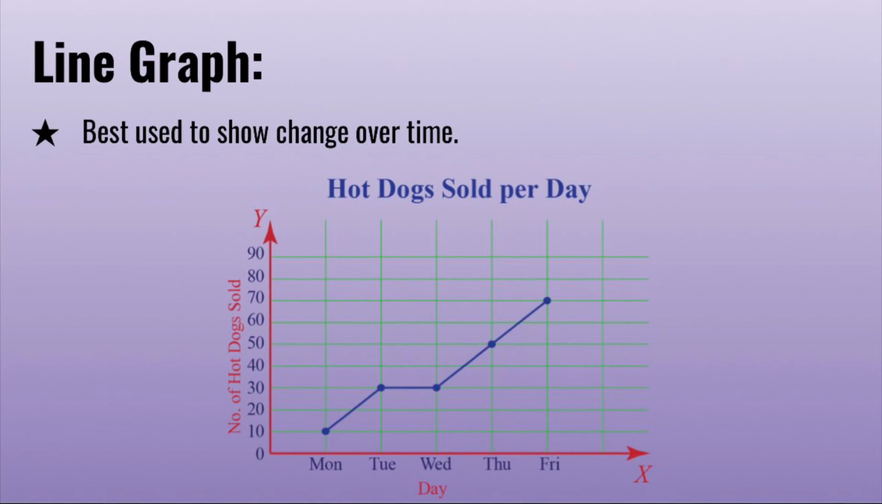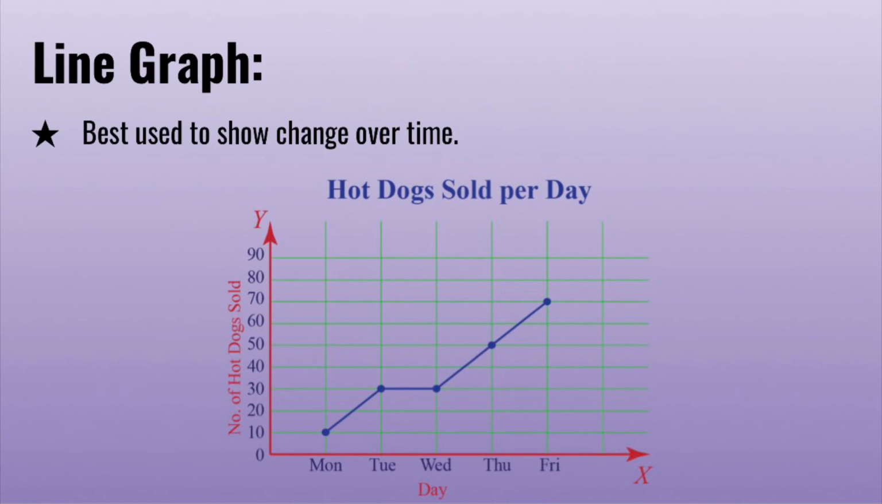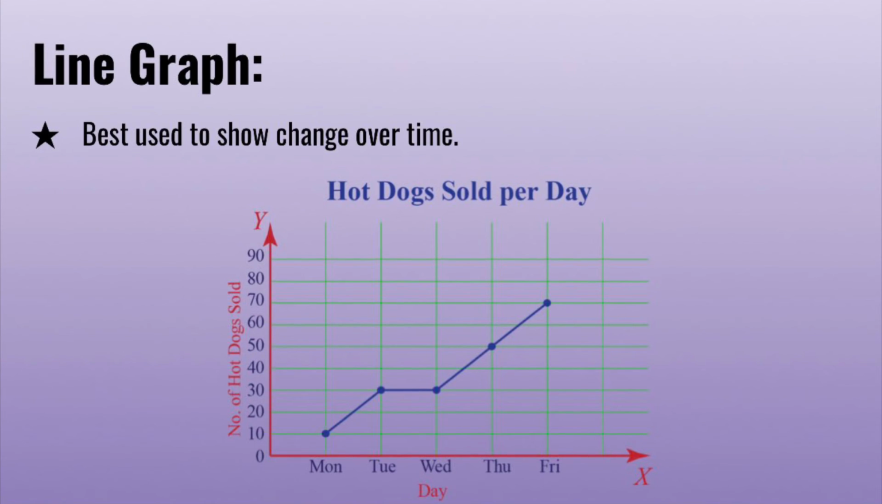The next graph is line graphs. Line graphs are best used to show change over time. For example, this hot dog stand is keeping track of the number of hot dogs that are sold per day. So, for example, on Friday, 70 hot dogs were sold.